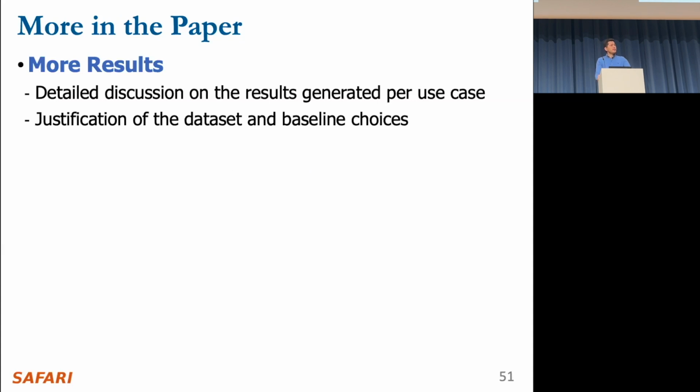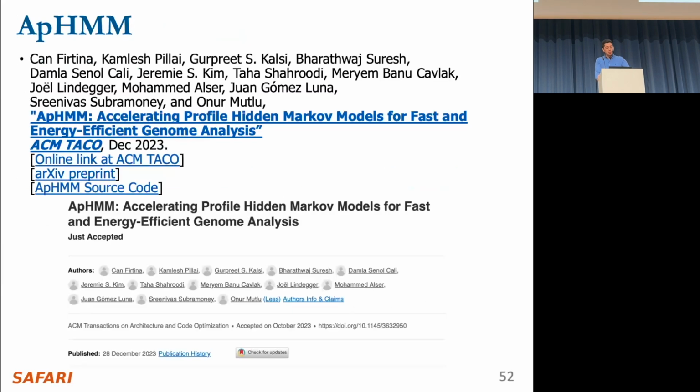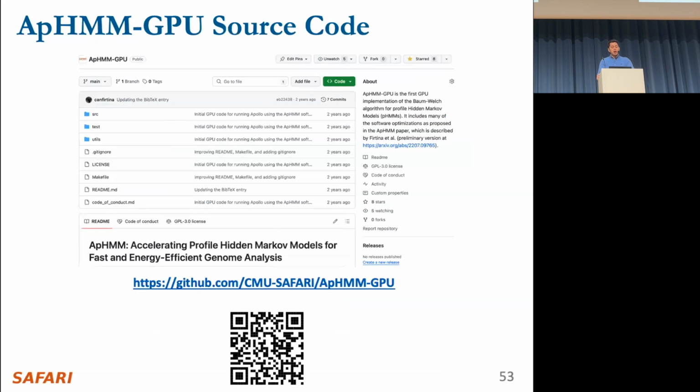We have more results in the paper. If you are interested in learning more, you can check it, and we also have more details about our mechanism and the configuration and so on. This paper was published in ACM TACO very recently, and it is a collaborative work with the Intel folks, TU Delft, Carnegie Mellon, and of course ETH. Our GPU implementation is fully available on our GitHub page, so this is the QR code if you want to check.